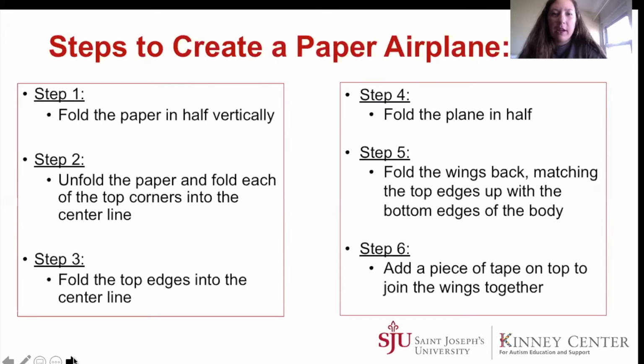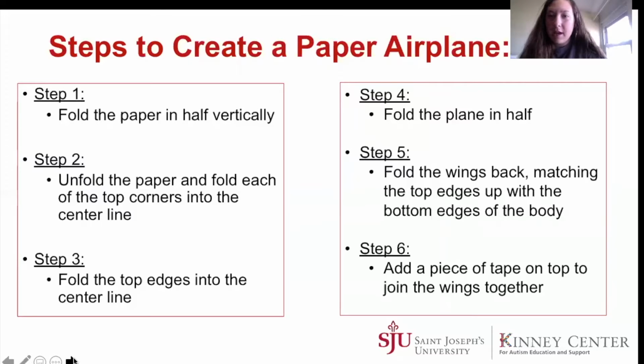And now for creating a paper airplane. This can be a little tricky, so we separated it into 6 steps. So the first step, you're going to fold the paper in half vertically. Step 2, you're going to unfold the paper and fold each of the top corners into the center line. Then the third step, you're going to fold the top edges into the center line.